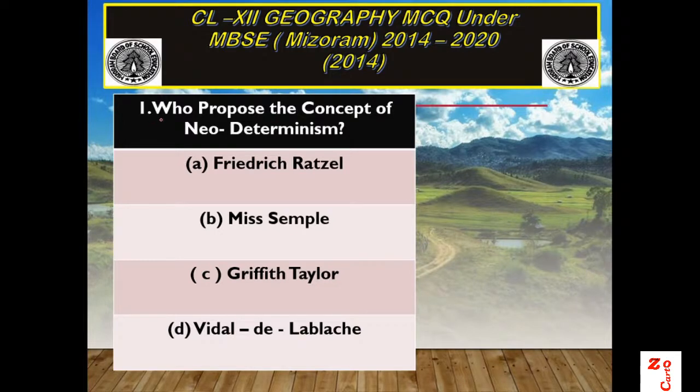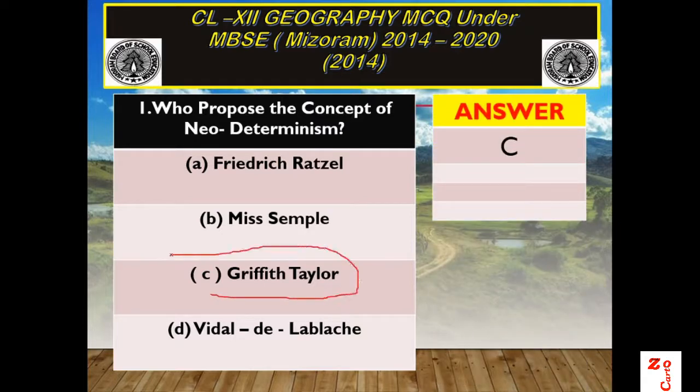2014. Question number 1. Who proposed the concept of neodeterminism? A. Friedrich Ratzel. B. Miss Semple. C. Griffith Taylor. D. Vidal de la Blache. C. Griffith Taylor.